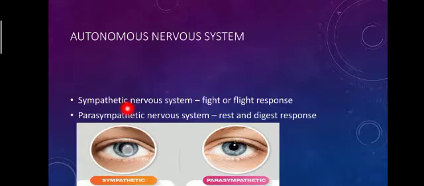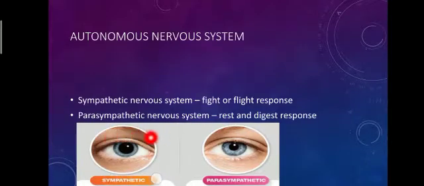Sympathetic nervous system mostly involves activities that activate the body or excite the body. Those types of activities are controlled by the sympathetic nervous system. Mostly the response can be named the fight or flight response. Parasympathetic nervous system mostly includes the rest and digest response, which means it controls the activities that lower the excited level of the part or of the activity.